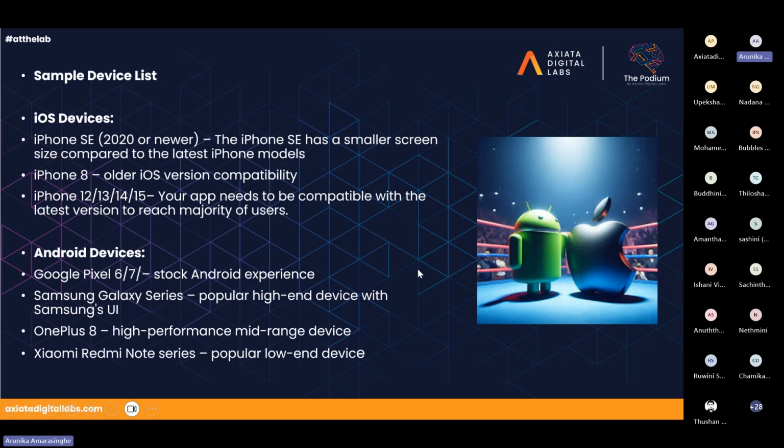Here is a sample list of devices that we use for our mobile app testing. We normally use iOS devices and Android devices. For iOS, we use iPhone SE because it has a small screen size compared to the latest iPhone models. We also use iPhone 8 to test all the iOS version compatibility, and the latest iOS versions like 12, 13, 14, 15.